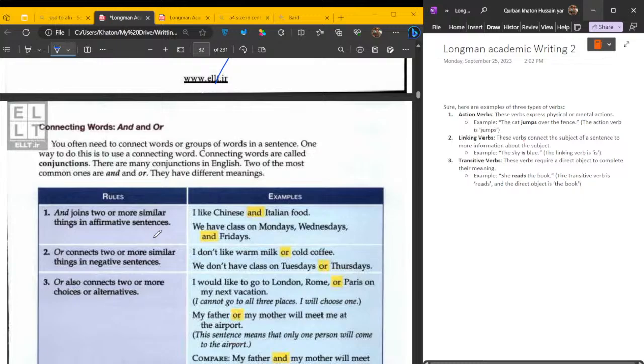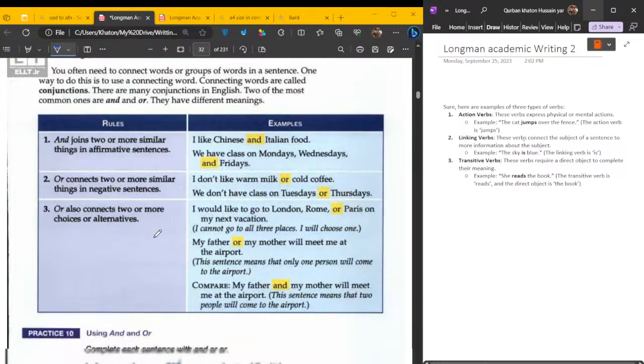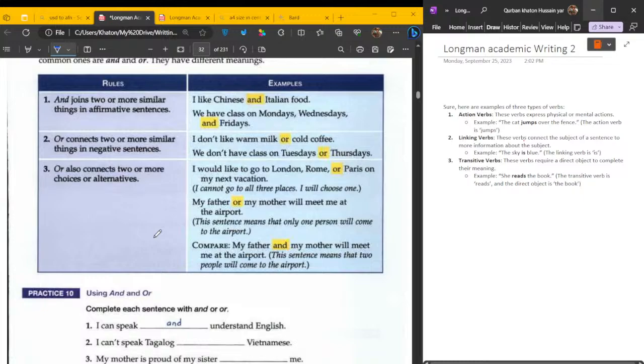Or connects two or more similar things in a negative sentence. I don't like warm milk or cold coffee. We don't have class on Tuesdays or Thursdays. Or also connects two or more choices or alternatives. I would like to go to London, Rome or Paris on the next vacation. I cannot go to all of the three places. I will choose one.